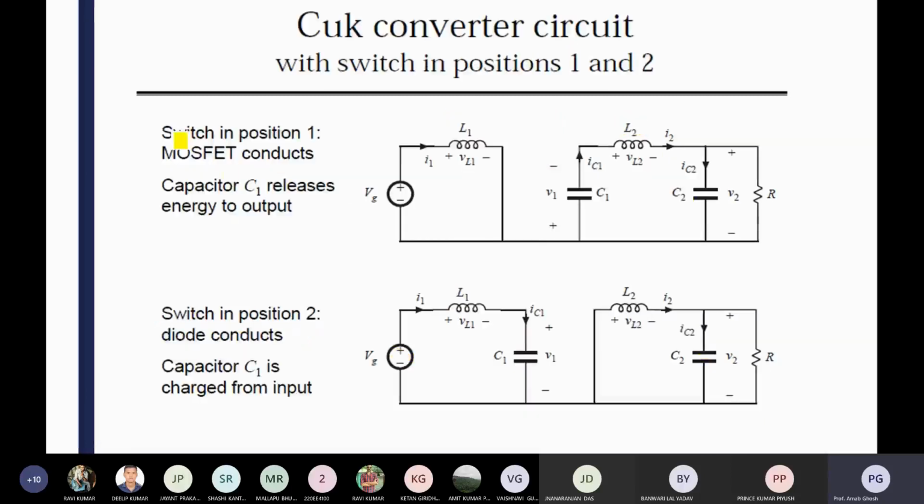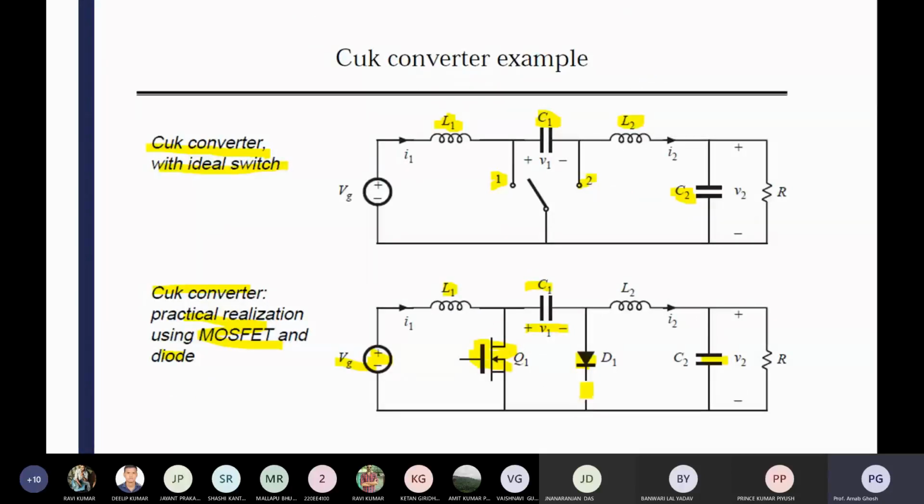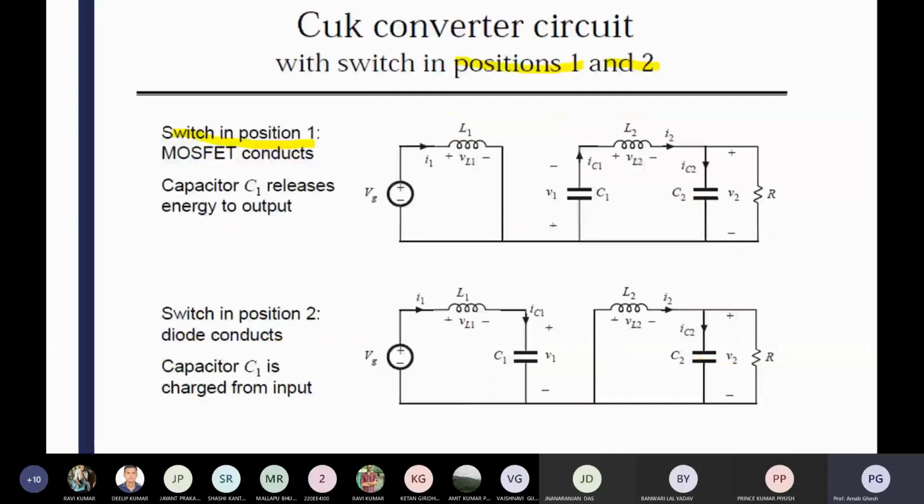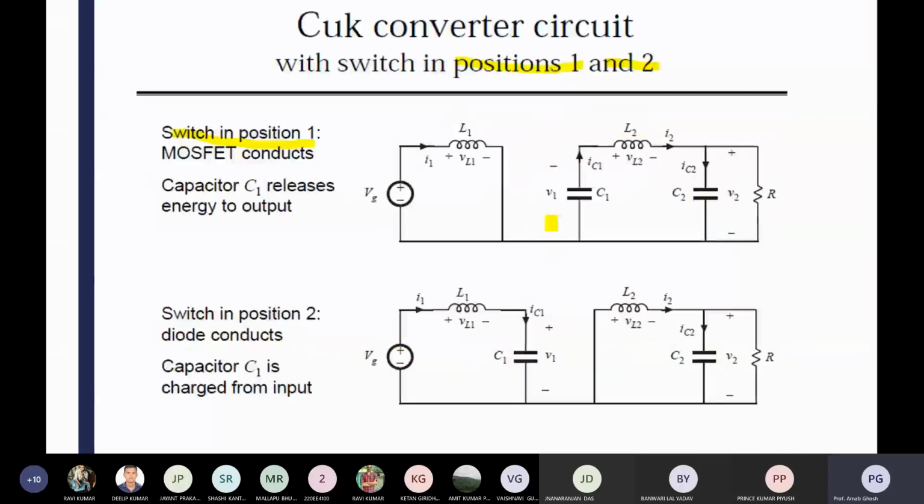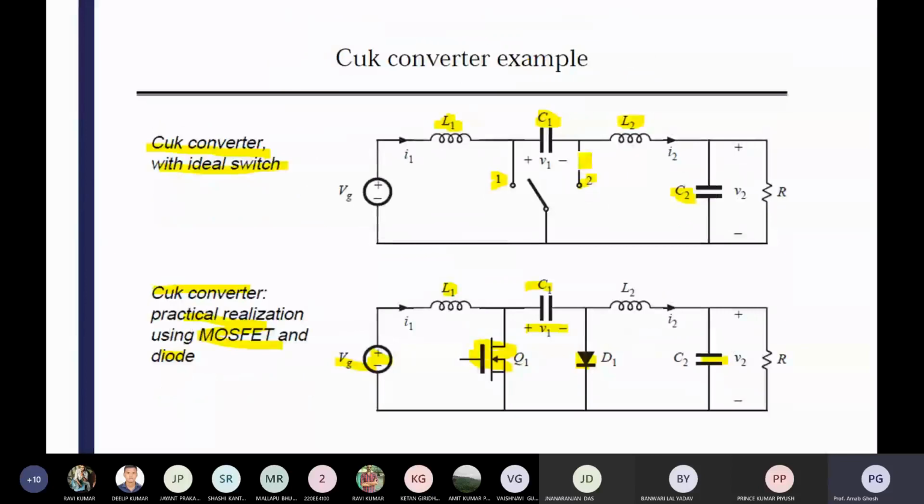So I am telling you about the switching realizations, switching position 1 and position 2. In the first case it will be short circuited, and the diode is open circuited. The current goes through the capacitor, then inductor 2, and the capacitor 2, capacitor 1.